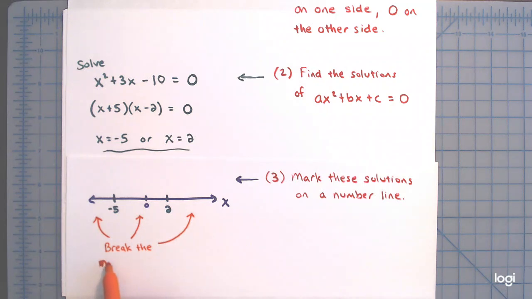So the solutions break the number line up into 3 intervals. Or I'll just say break the number line into intervals.